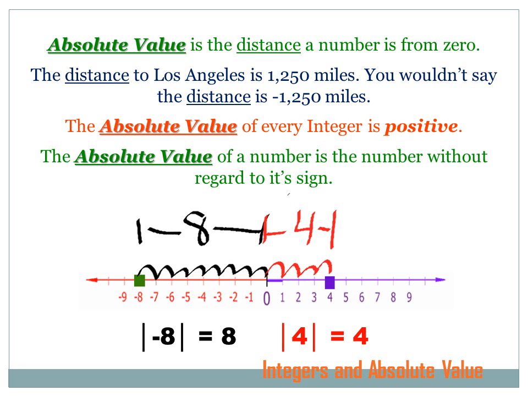Well, that was kind of easy. An integer is just a whole number. It doesn't have a fraction. It doesn't have a decimal associated with it. It's just a whole number. Absolute value is a little trickier, but let's see if we can get you to understand it.